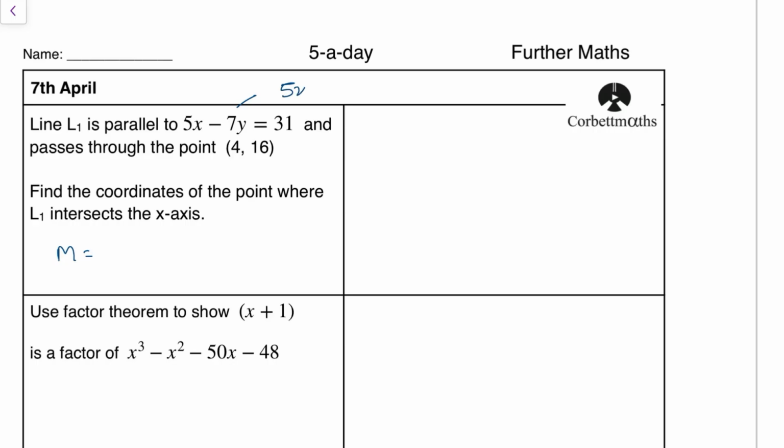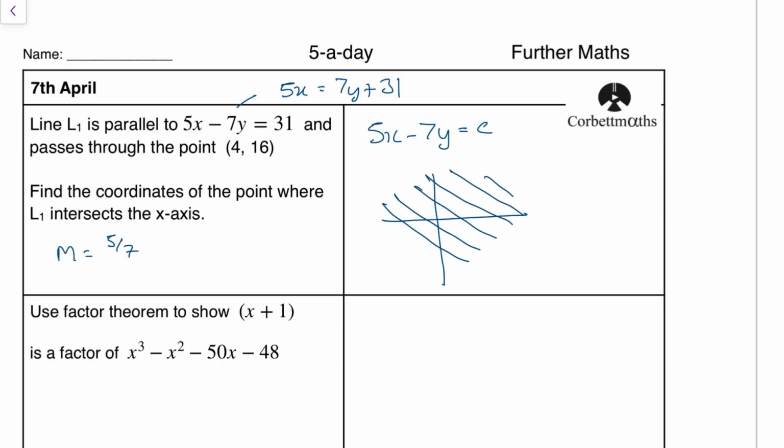So if I write 5x equals 7y plus 31, then divide by 7, my gradient's going to be 5 over 7. So I could do that, and then I could do y equals mx plus c, solve for 4 and 16. But actually I don't need to, because I know a bit of A level more than GCSE here. I know 5x minus 7y equals c is just a set of lines which have the same gradient, which basically just move up based on what the c value is. So in other words, I can use the 4, so put the 4 in here, and the 16 in order to work out what my c term is.